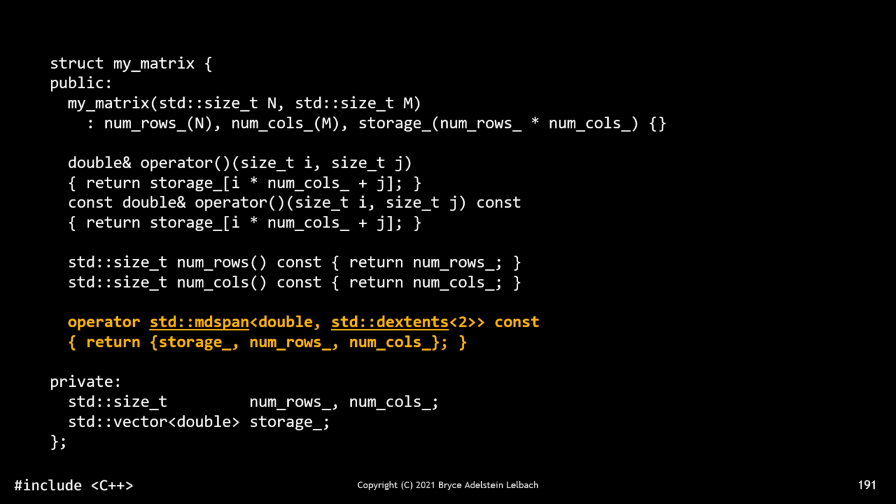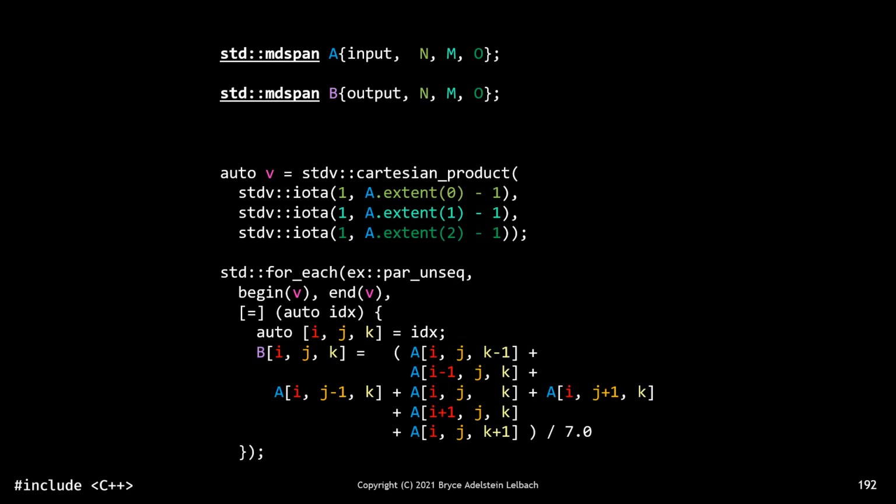Now, let's look at how we can use mdspan. This is a simple 3D 7-point stencil inner kernel, similar to what you'd see in a proxy application like MiniGhost. We have two 3D mdspans representing the problem state. Using the Cartesian product of iotas technique I showed earlier, we build a range iterating the index space, and then use a parallel for each to iterate that space.